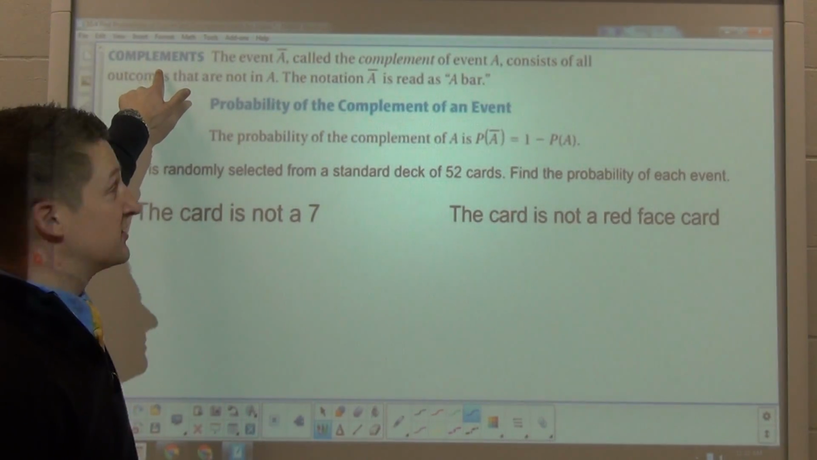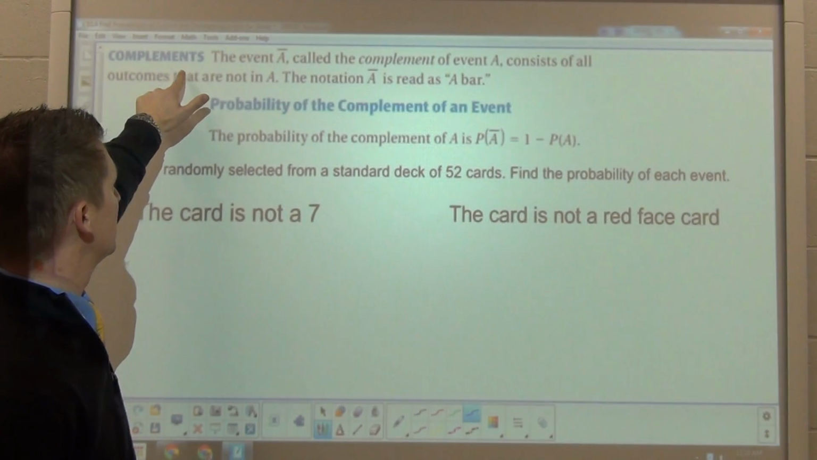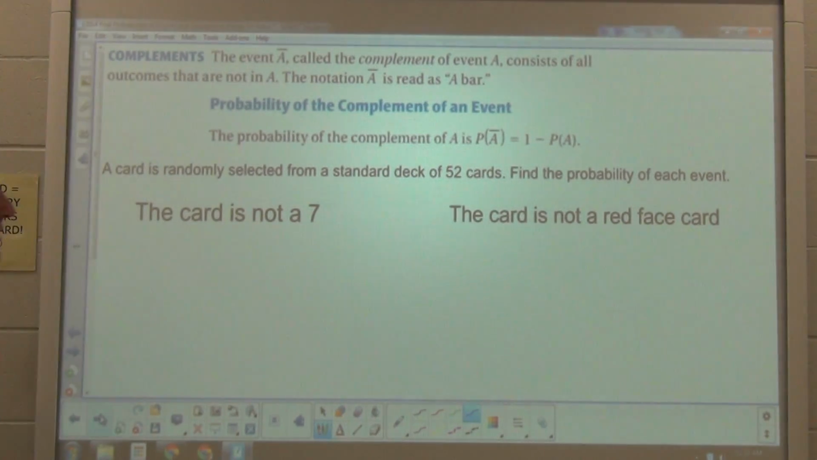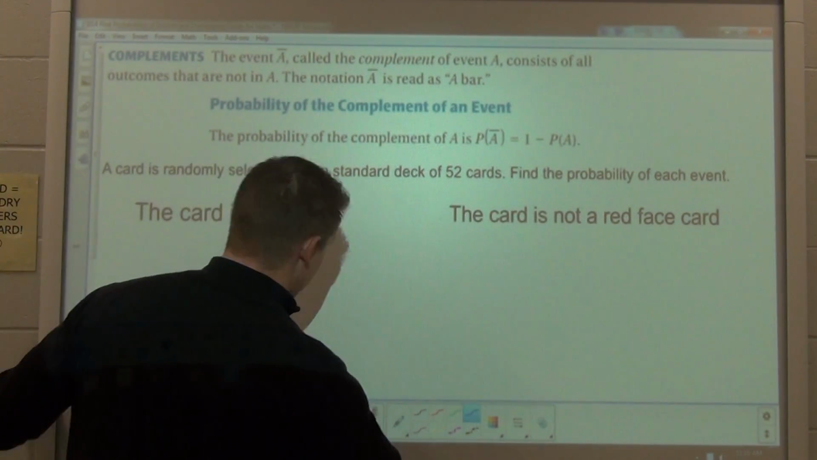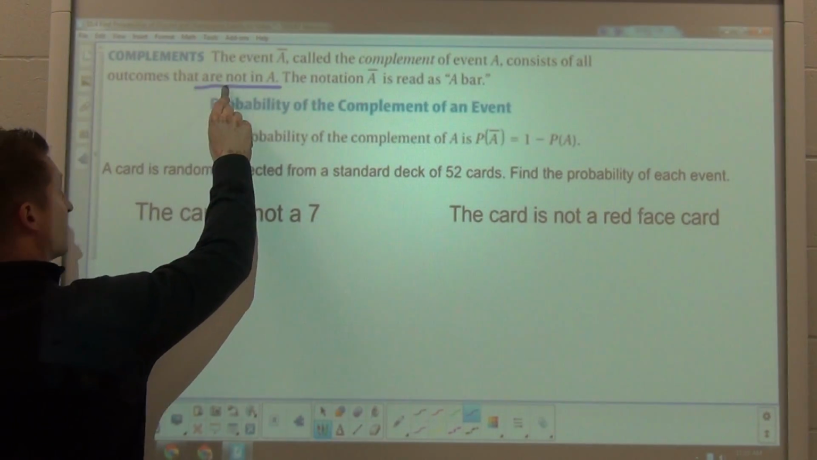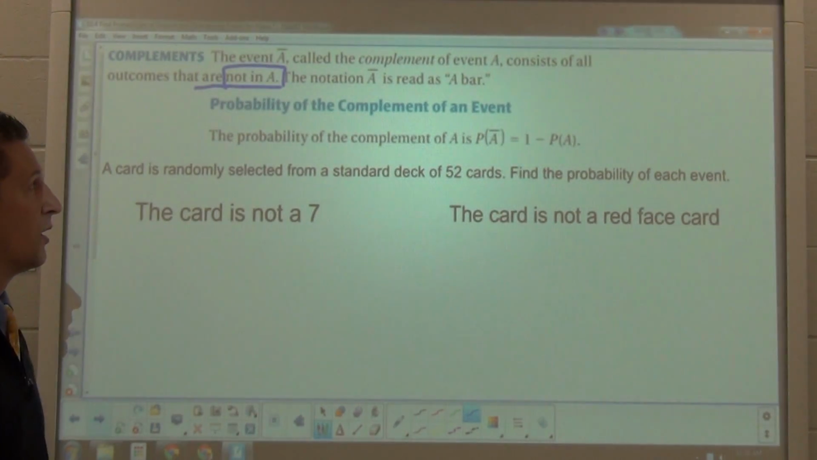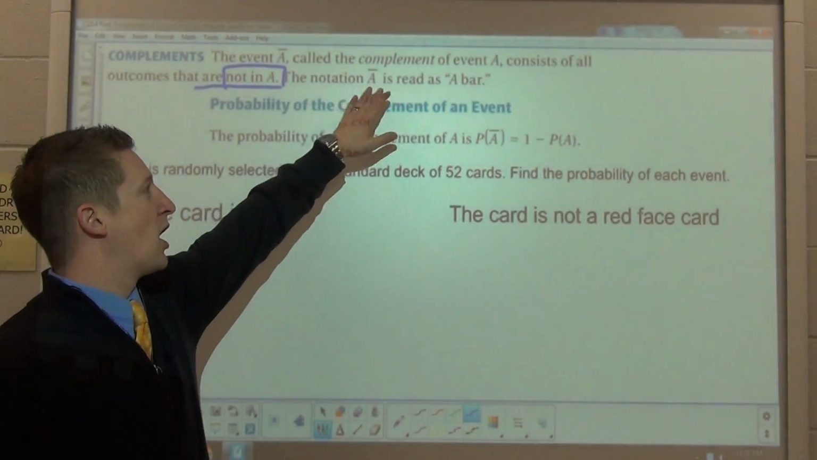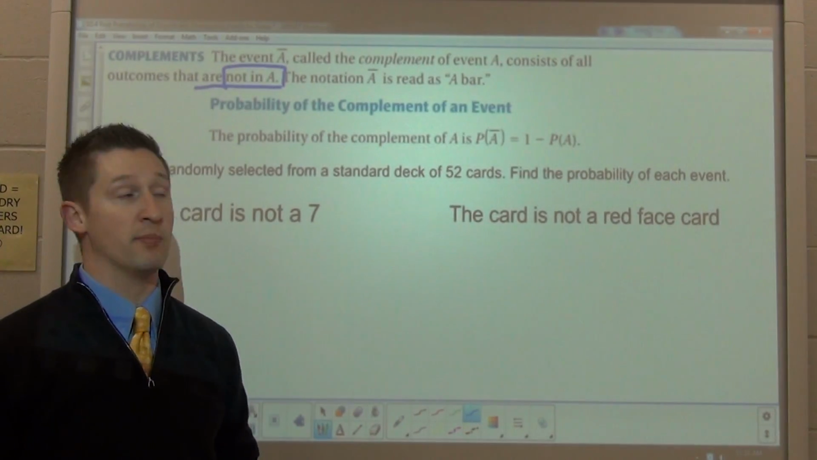Complement in math is C-O-M-P-L-E-M-E-N-T-S. So let's look at this. Complements. The event A bar, so capital A with a bar on the top of it, is called the complement of event A. And it consists of all outcomes that are not in A. So everything that's not what we would like. And the notation A bar is read, as I've said a couple times, A bar.